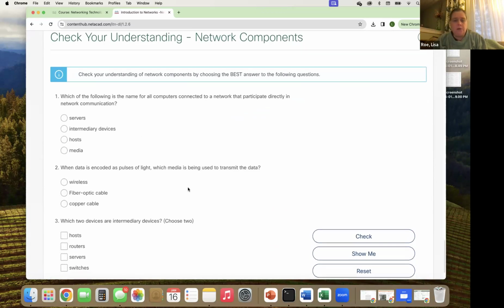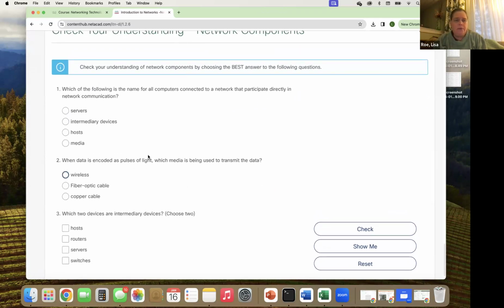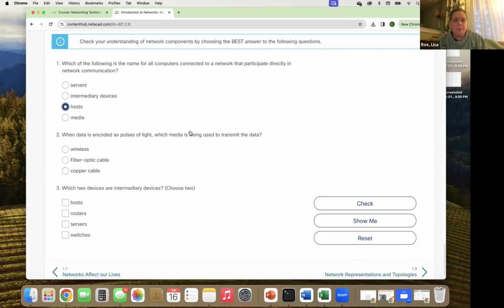So there is a check your understanding. Here's our first one. And basically, you can read the question: which of the following is the name for all computers connected to a network that participate in the network? And that's going to be our host, because anything that has an IP address is going to be a host. And IP addresses are required to connect to certain types of networks.